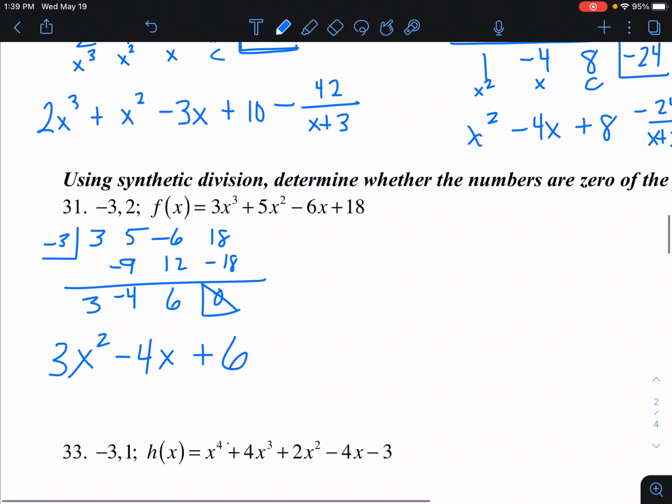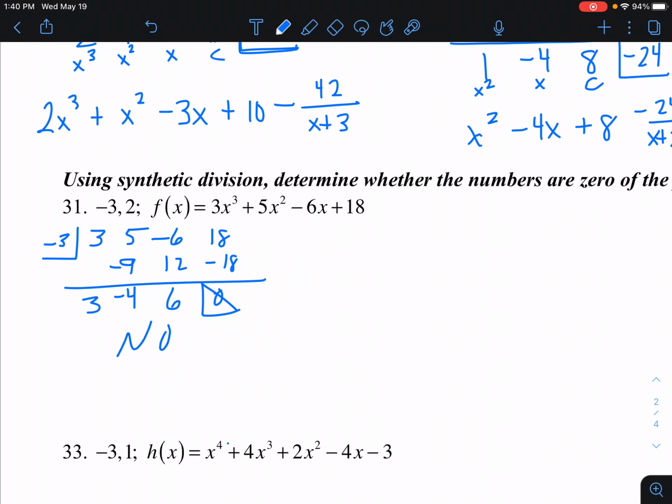Actually, I didn't need to do that. It didn't say find me the quotient. I got to be careful with directions always. Even myself, I got to go back and read a second time. Good thing I caught myself, because the directions say determine whether the numbers are zeros. So for the -3, we're going to put no. -3 is not a 0.